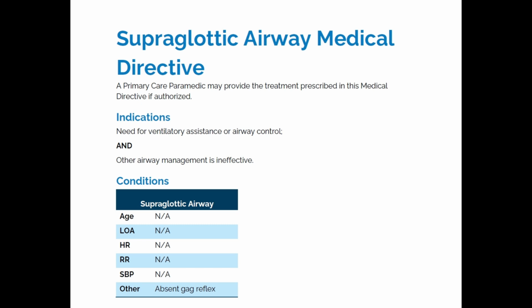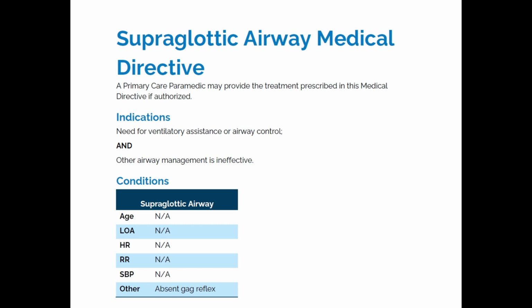Discussion for professional paramedics. Today's focus is on the Supraglottic Airway Medical Directive, an essential protocol in the paramedic's toolkit for managing airway emergencies. Under this directive, a primary care paramedic, PCP, may administer the specified treatment if they have the appropriate authorization. The primary indications for employing a supraglottic airway are the need for ventilatory assistance or airway control, particularly in situations where other airway management techniques have proven ineffective. This directive is crucial in emergency scenarios where rapid and effective airway management can be life-saving.